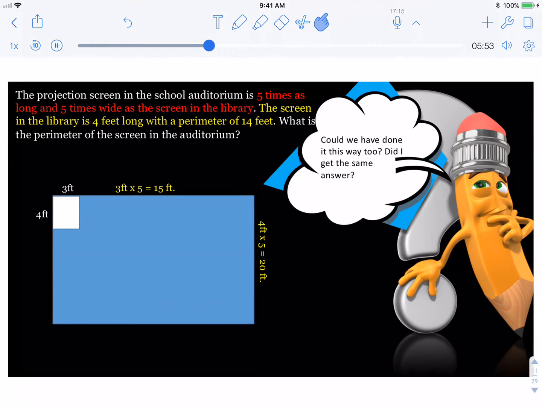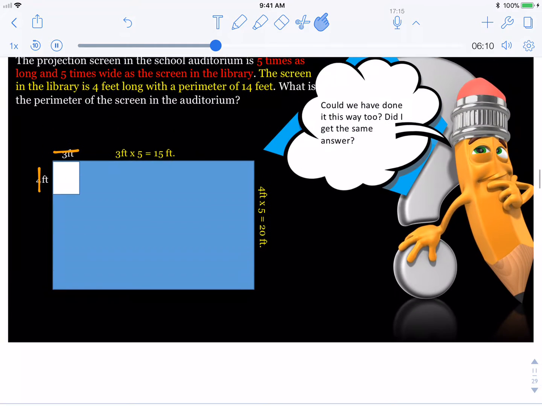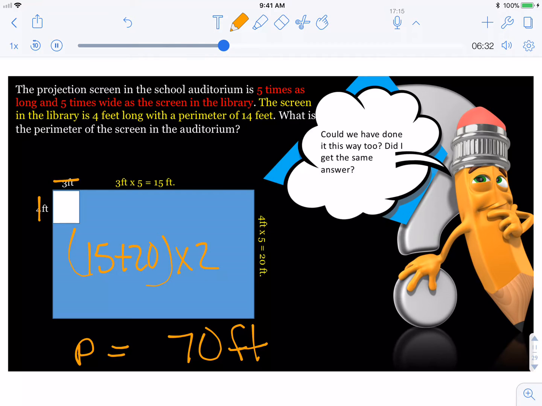Okay. Could I have done it this way too? Did I get the same answer? Yeah, because I kind of just skipped ahead and did it that way. So we know one side's 15 feet, one side's 20 feet. So what is the perimeter? That's the question. The perimeter would be 15 plus 15 plus 20 plus 20, or 15 plus 20, just 35. 35 times 2 is 70. So the perimeter would be 70 feet. It's a pretty big screen if you ask me.